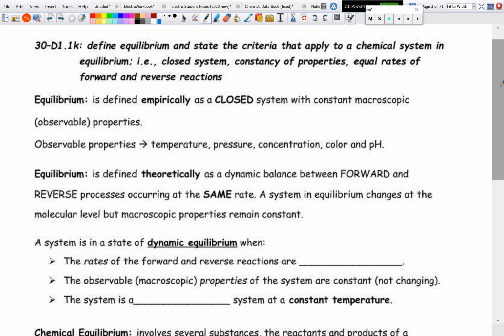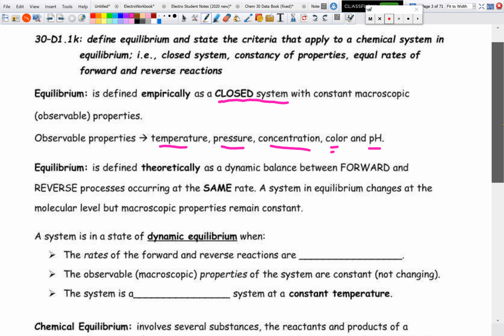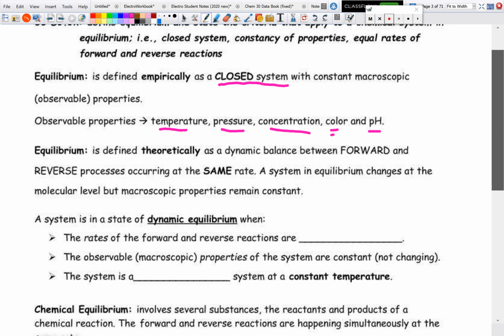Of course, in order for this to happen, we need to have all the reactants and products enclosed so they can constantly collide with each other. That's why for an equilibrium to exist, we need to have a closed system with constant macroscopic observable properties. That just means the temperature stays the same, the pressure stays the same, the concentration stays the same. We don't see a change in color, and the pH stays the same as well. This is how we know that equilibrium has been established.